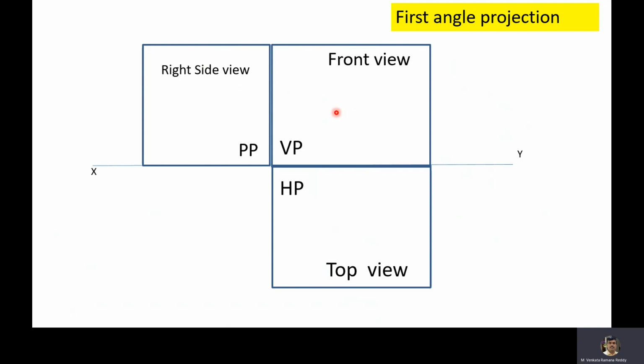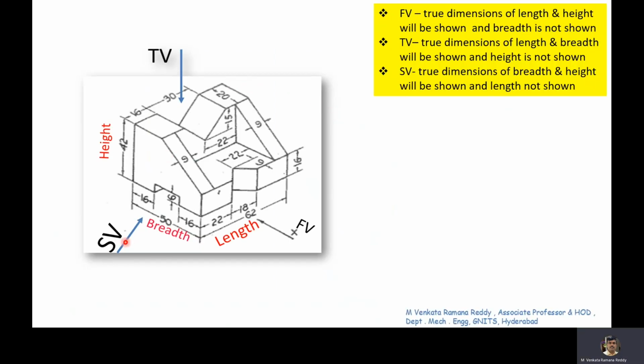Now we'll see what dimensions are visible in the front view, top view and side view, and what dimensions are not visible in the front view, top view and side view. Here, this is the direction of front view and this is the direction of side view and this is the direction of top view. In the case of front view, we are able to see the true dimensions of length as well as height.